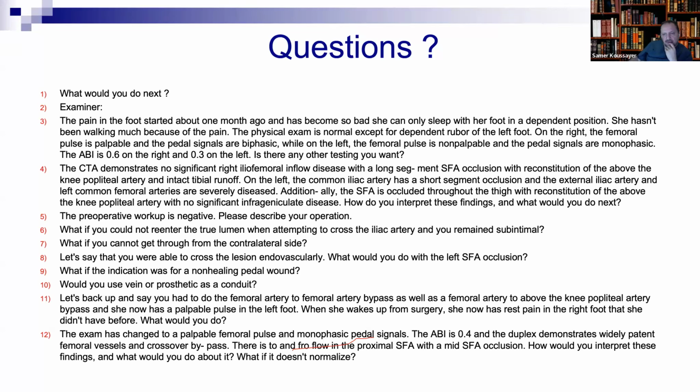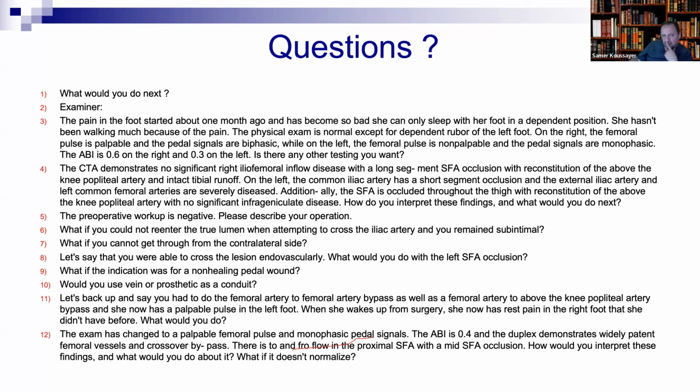Okay, the exam has changed to a diminished femoral pulse and monophasic pedal pulse. ABI is 0.4, and the duplex shows widely patent femoral vessels and crossover bypass. There is to-and-fro flow in the proximal SFA with a mid-SFA occlusion. Read this finding. What do we do about it? What if it doesn't normalize?